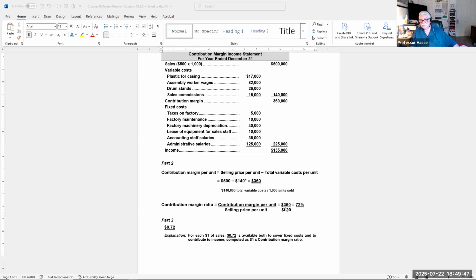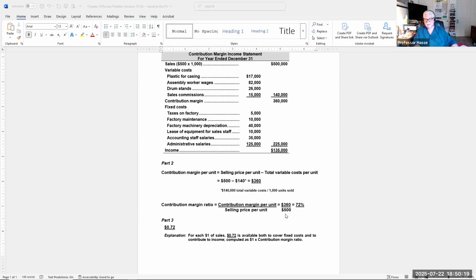$360 is 72% of our selling price. That's pretty good. The higher the contribution margin relationship to the selling price, that means you're going to get to profitability pretty quick. That's good. If you have a contribution margin percentage in the low 40s or 30s, you're going to have to sell a lot of units to cover your fixed cost and cover your profits. But here they're in pretty good shape.